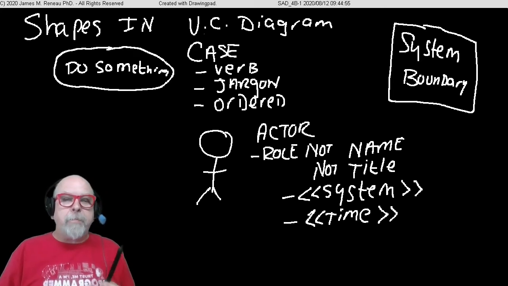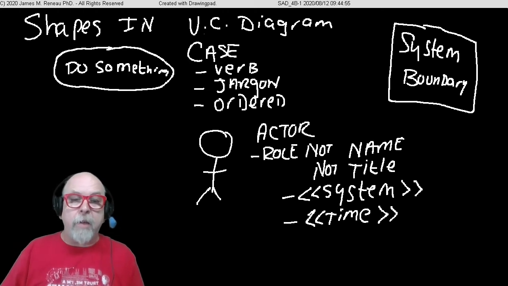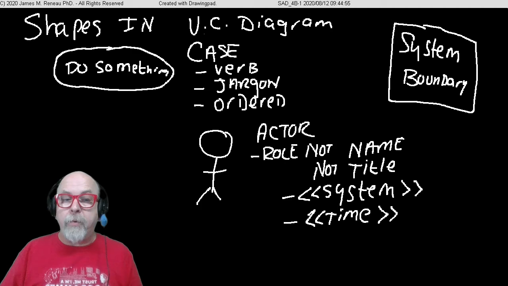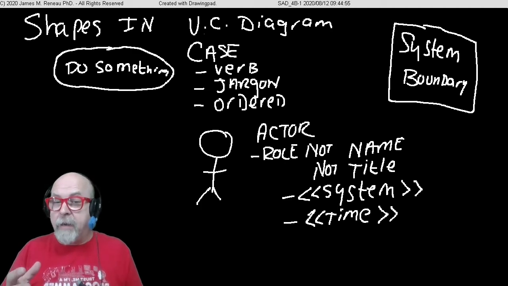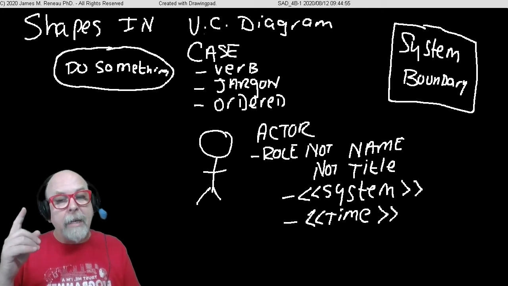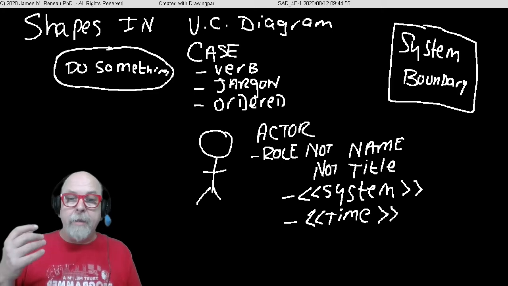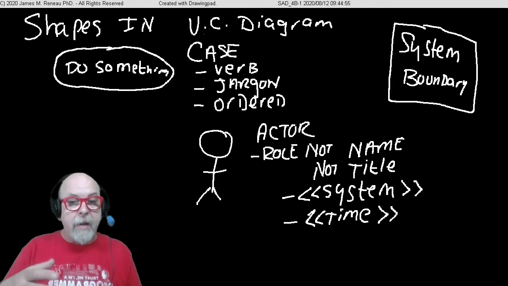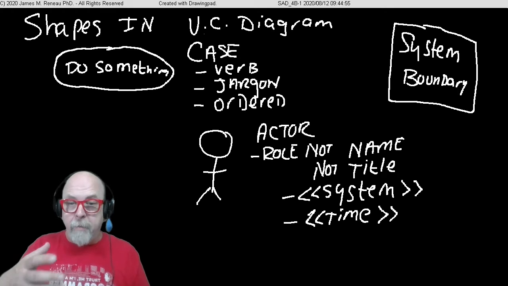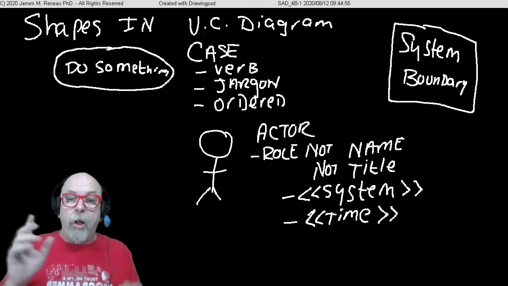There are a couple of special actors that you may want to add to your system. An actor called the system actor would represent things that the system does all by itself, because sometimes there are use cases that get triggered by the system. There are also use cases that get triggered by time, temporal. They get triggered every day, or every hour, or on a periodic basis, quarterly, whatever. So you may have an actor called time.